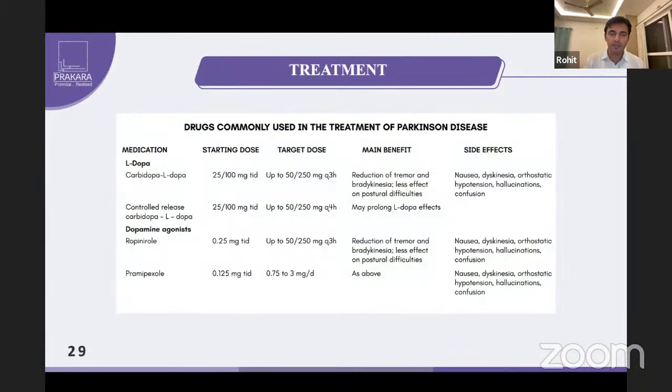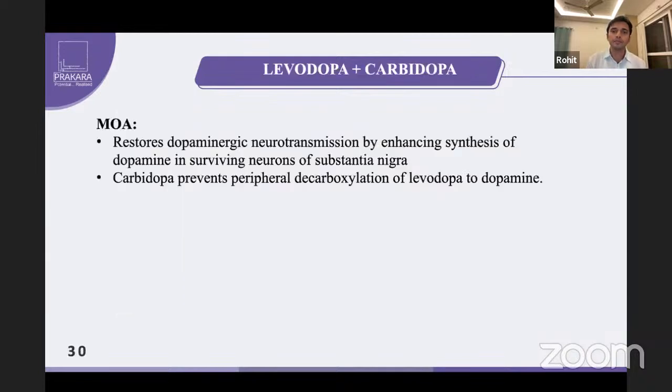Once we've diagnosed them, how do we treat them? The treatment includes pharmacological, surgical, as well as non-pharmacological options. So first, let us discuss certain drugs that we use in Parkinson disease. The most common drug that we use is levodopa along with carbidopa. Then there are other drugs like dopamine agonists also, for example, ropinirole or pramipexole.